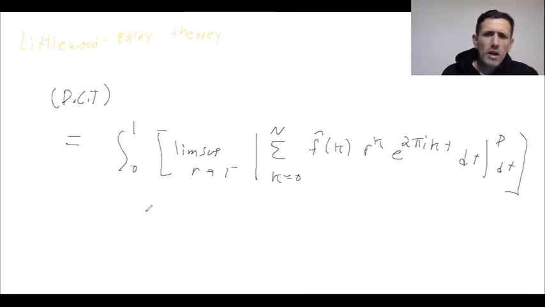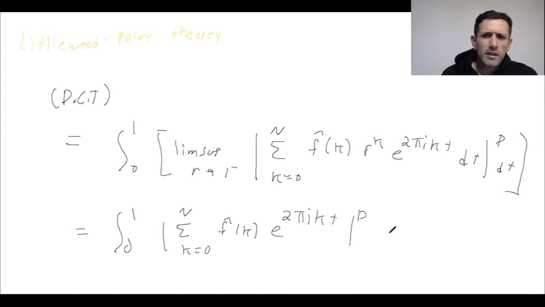So anyway, because this is a nice continuous function with respect to r, there's no issues here. It's a finite sum. This is just the integral from 0 to 1, with r equals 1, of the sum, k equals 0 to n, f hat of k e to the 2 pi i k t. And lo and behold, this is just what f is. Or rather, this is what Rf is.